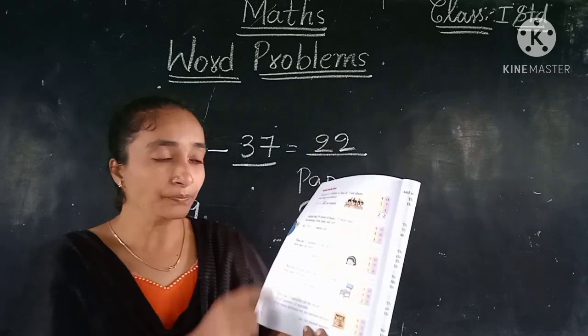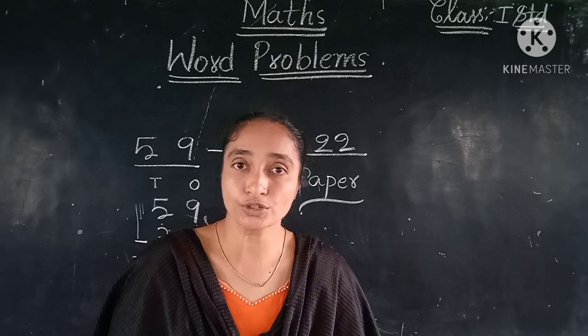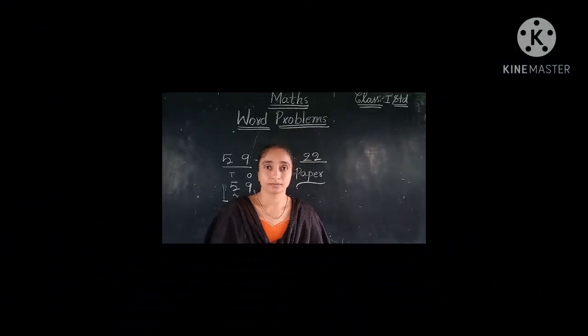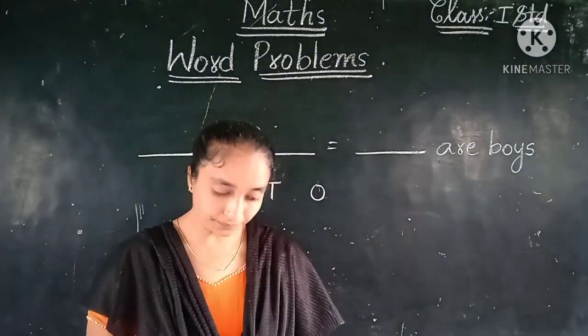So the third one, children. Let us see one more example. After this, the remaining two sums you can do on your own. So children, let us see the third one.